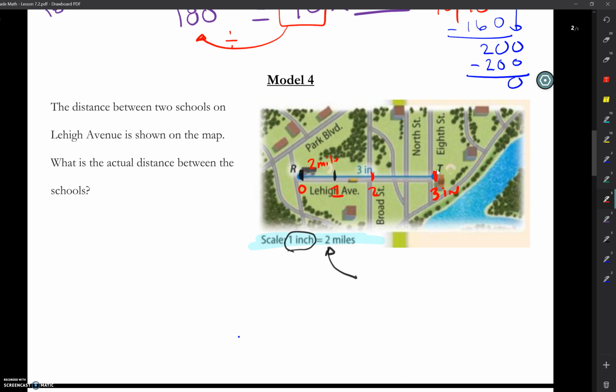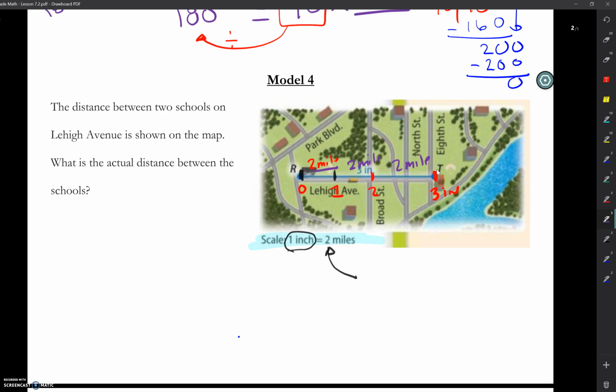What that basically means is that this would be 2 miles, this would be another 2 miles, and this would be another 2 miles. So in total it would be 6 miles. But there's also a way to solve this problem, and we have to figure it out.